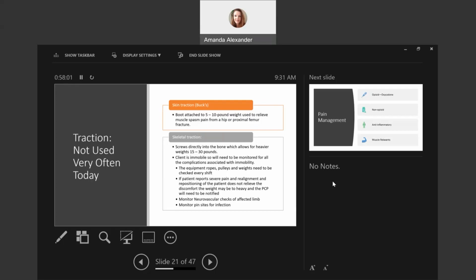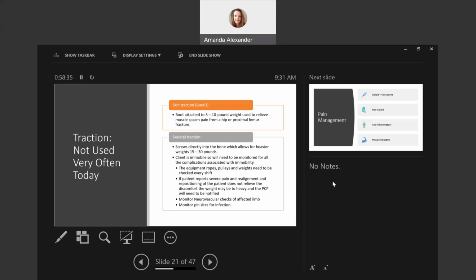We're also going to assess the equipment. We're going to look at the ropes, pulleys, and weights every shift to make sure they are placed where they're supposed to be. So there's certain alignment that the physician will have them in, and if it's moved from that, it could damage the alignment. So we're going to make sure it's in place. If a patient reports severe pain and realignment or repositioning does not assist the patient, then that's a primary care provider issue. They need to come to assess the patient.